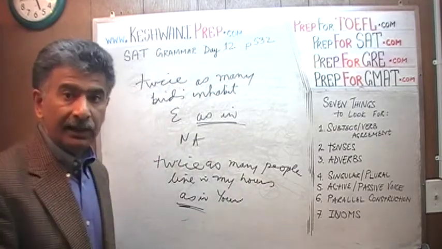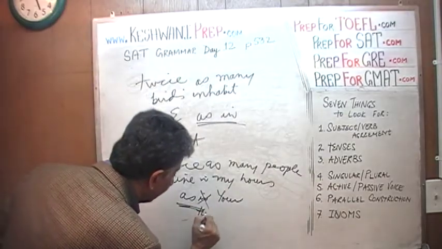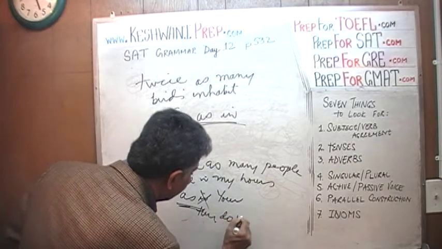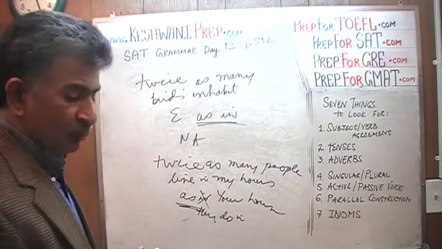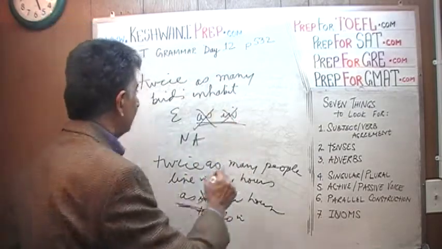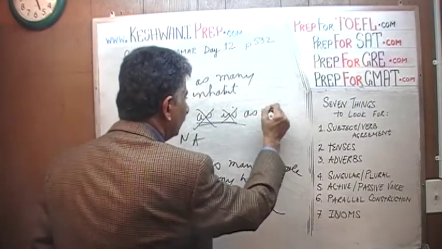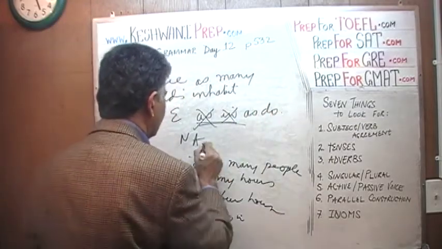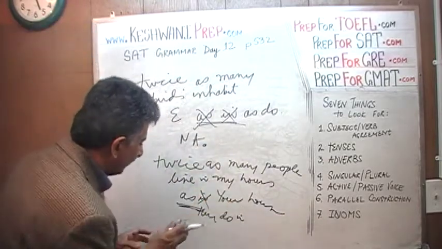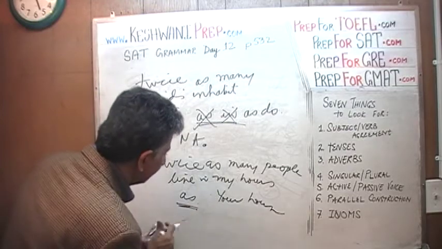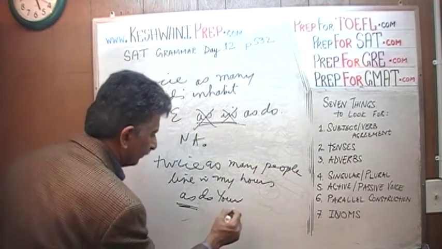As they do. As they do in your house. Same thing is going on here. Instead of saying "as in," twice as many birds inhabit Ecuador as do North America. Twice as many people live in your house as do yours.